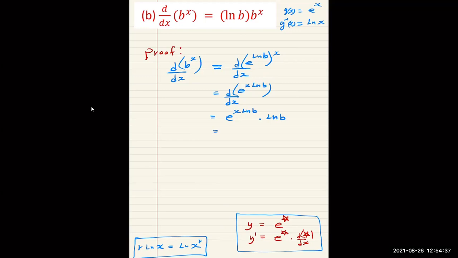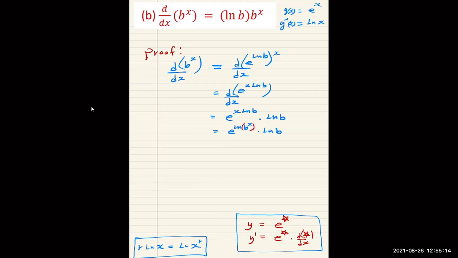This is equal to e to the power ln b to the power x times ln b. Now notice, what is this? This is just b to the power x, because this is e to the power (ln b^x). If you want, you can write this within parentheses. We know that e to the power x and ln of x are inverses of each other, so e to the power ln b^x is the same as just b to the power x.